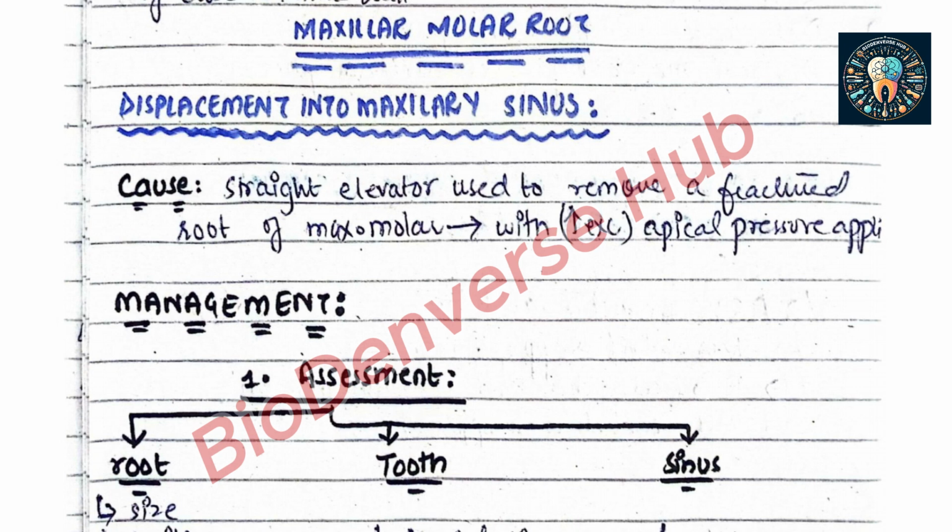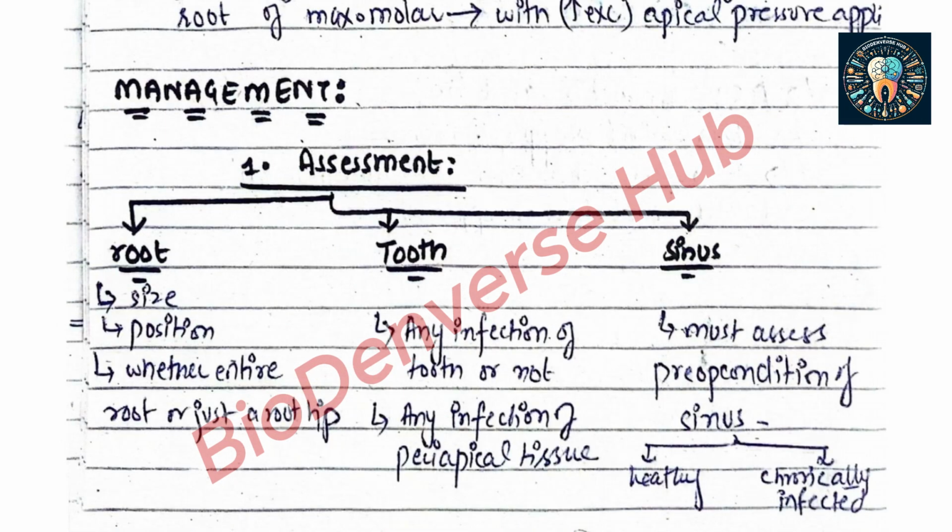The root displacement of maxillary molars, for example in the first case, is into the maxillary sinus. We will be studying the cause, due to which there are high chances that the root will get displaced into the maxillary sinus. Basically, if you are using a straight elevator to remove a fractured root of the maxillary molar and you apply increased apical pressure with that straight elevator, there are more chances that you will push the root into the maxillary sinus, because it is very close to the sinus.